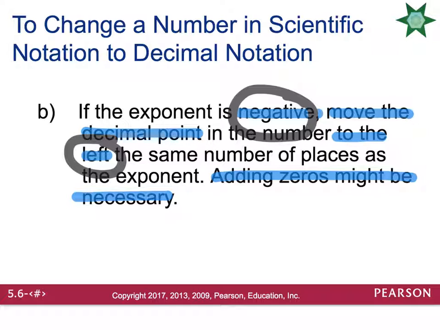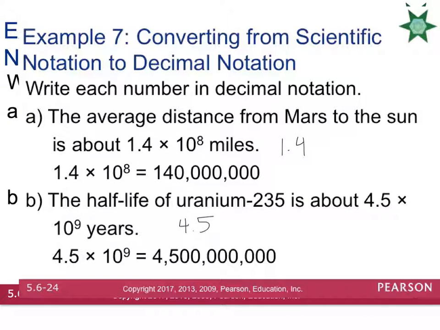Okay, so let's look at an example. For A, the average distance from Mars to the Sun is about 1.4 times 10 to the 8th miles. So we start with our 1.4, and we're going to move it 8 places to the right. So we're going to go 1, 2, 3, 4, 5, 6, 7, 8. Now we'll put our dot there. We have to add zeros, so we put a 0 there, 0 there, 0 there, 0 there, 0 there, 0 there, 0 there. And then as you go backwards from the decimal, you can go by threes to put your commas. So 3, comma, 3, comma, gives us 140 million.